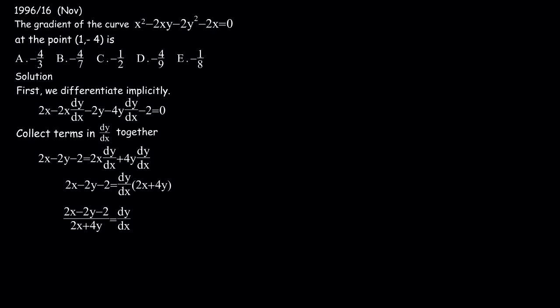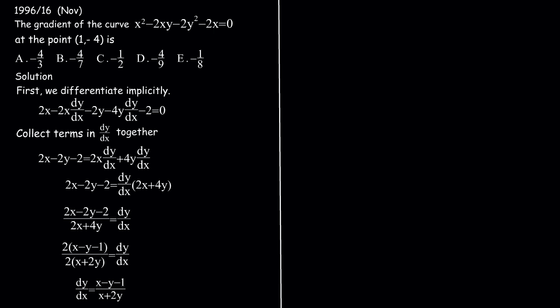So simplifying our left hand side further, we are going to be factorizing. Doing so, it becomes 2(x minus y minus 1) divided by 2(x plus 2y) equals dy over dx. The 2 in the numerator and 2 in the denominator is going to cancel out. So therefore dy over dx will be equals to (x minus y minus 1) divided by (x plus 2y). At the point (1, minus 4), x equals 1 and y equals minus 4.